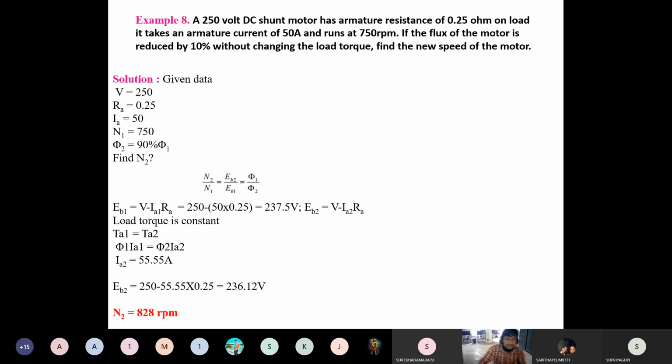So now, another problem. This problem is related to the speed control of DC motors. Look at the problem. A 250 volt DC shunt motor has an armature resistance of 0.25 ohm on load.